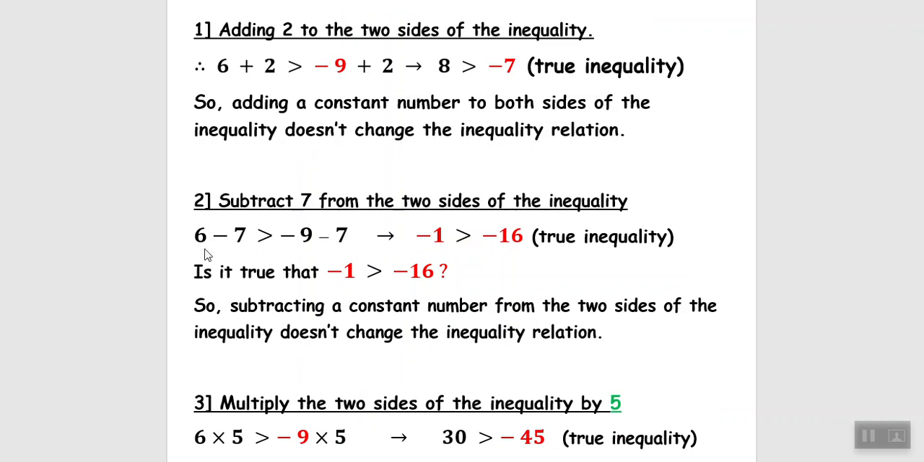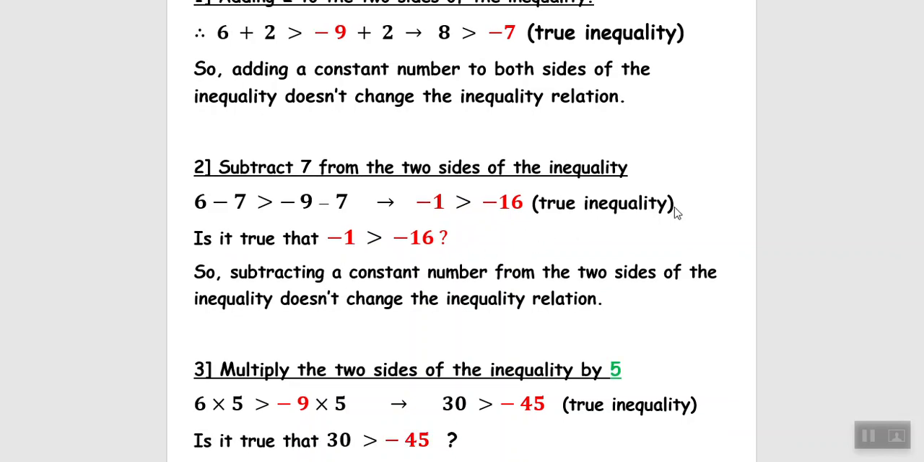So the left side has 6. If we subtract 7 from it, we get 6 minus 7 equals negative 1. The right side, negative 9 minus 7, will get negative 16. And we ask ourselves, is it true that negative 1 is more than negative 16? Yes, it's true. So this is a true inequality. So subtracting a constant number from the two sides of the inequality doesn't change the inequality relation.